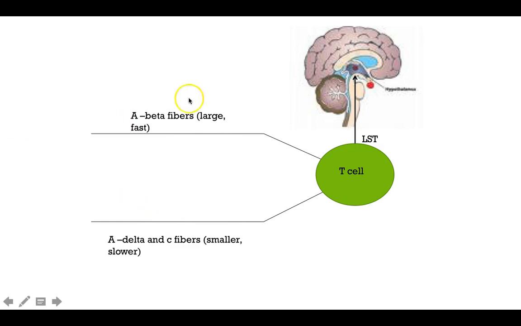Okay, you guys are going to make fun of me. This is my little diagram to help explain how the gate theory level 1 pain control works. Okay. So we have A beta, right, those large fast fibers. We have our A delta and C fibers, which are smaller and slower.